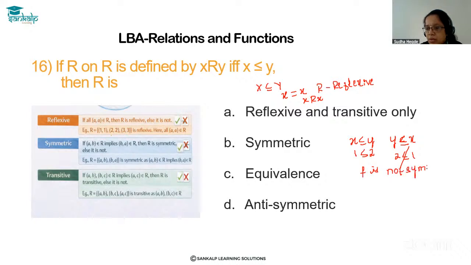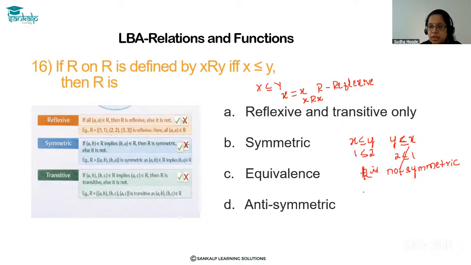F is not symmetric. So R is not symmetric. Relation you need to take, not function. R is not symmetric. R is reflexive. R is not symmetric. Next, check transitivity.